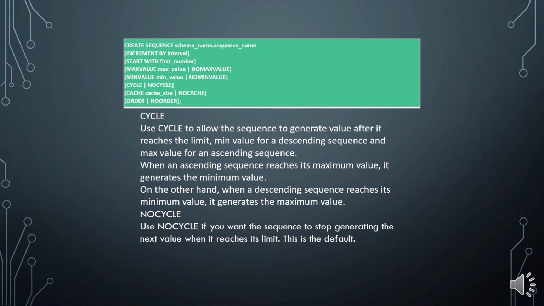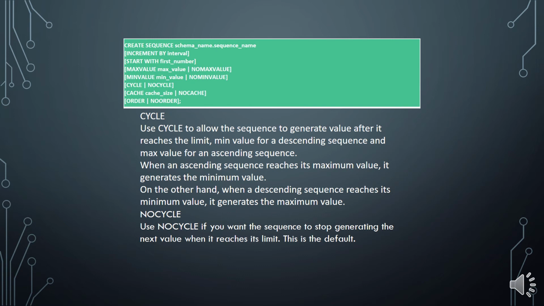Next, the CYCLE keyword. CYCLE is used to allow the sequence to generate values after it reaches the limit: the minimum value for a descending sequence and the maximum value for an ascending sequence. When an ascending sequence reaches its maximum value, it generates the minimum value. But when a descending sequence reaches its minimum value, it generates the maximum value. Here, NOCYCLE is the default value.